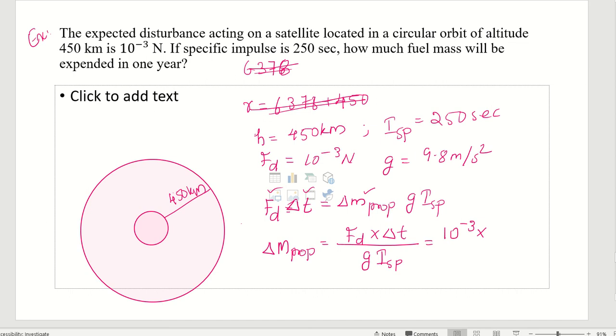Okay, so the ISP is given in seconds and G is in meter per second square. So we have to convert the entire duration of 1 year into seconds.